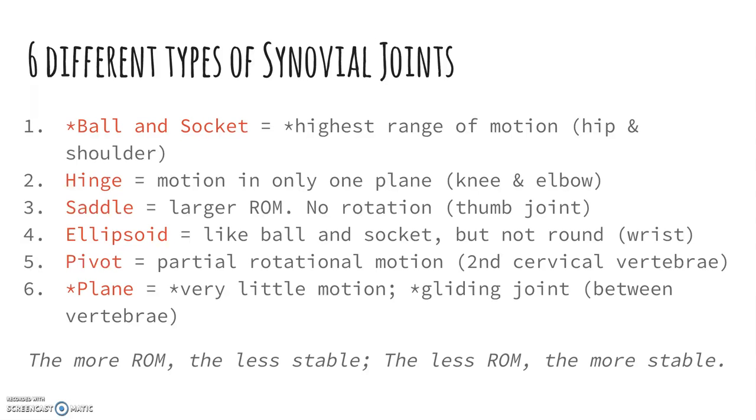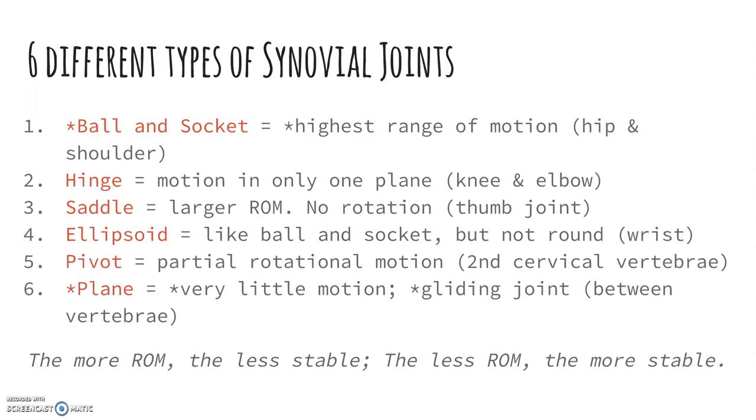The next one is a pivot, which is partial range of motion or partial rotational motion. This type of joint is formed when a process from one bone is surrounded by the ring of another bone. The example given is that the second cervical vertebra in your neck has a long process that pokes through the foramen, or the circle, of the first cervical vertebra. This forms a pivot joint, allowing you to rotate your head and shake your head no.